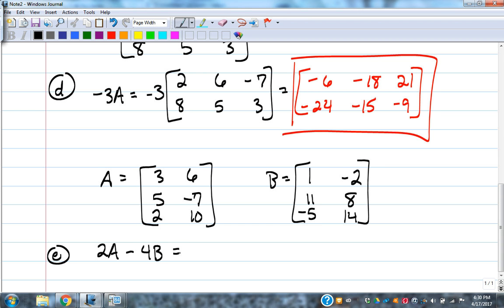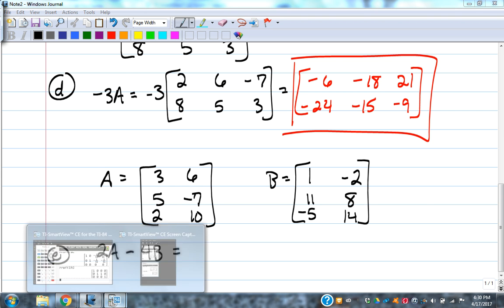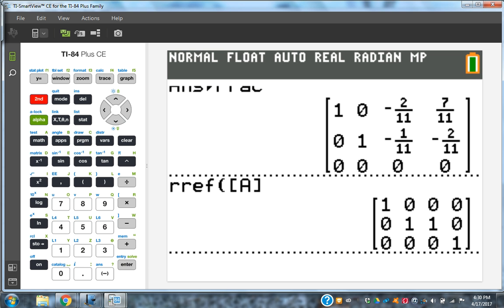you could do it by hand. You could say, okay, 2 times 3 is 6 minus 4 times 1. So 6 minus 4 is 2. You can do it by hand. I tend to, when they're asking me to do something like this, just to keep myself from making a lot of sign mistakes, go ahead and put them in the calculator as matrix A and B.